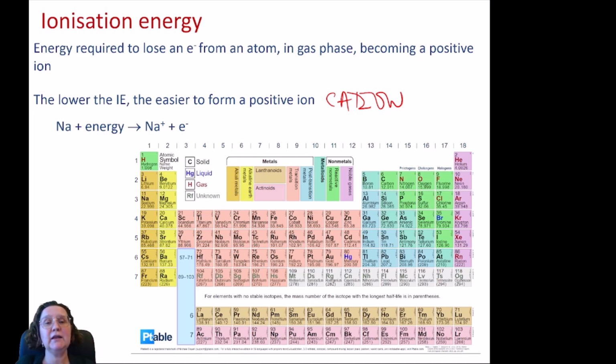We always define both ionization energy and the next energy I'm going to talk to you about, electron affinity, in gas phase, because you also need energy to make something liquid, solid, or gas. So not to mess that up, it's all defined in gas phase. So the energy required to take an electron away from an atom, so the atom becomes positively charged, is defined one at a time. So you take one electron and the atom becomes positively charged.